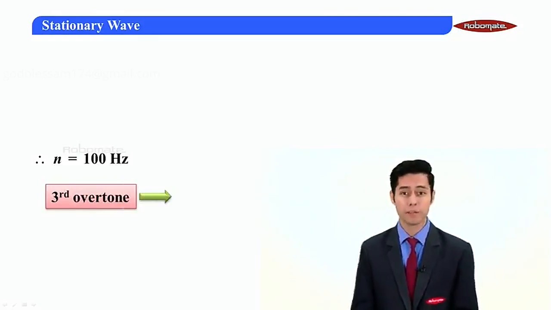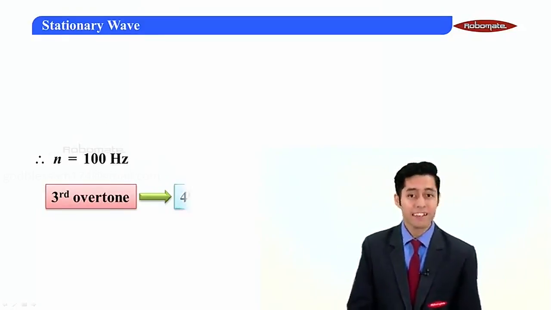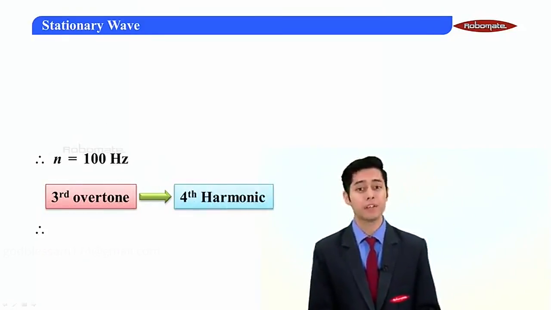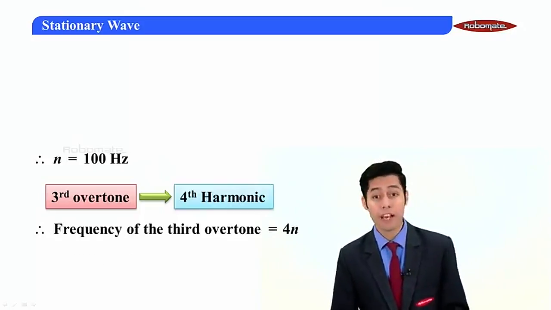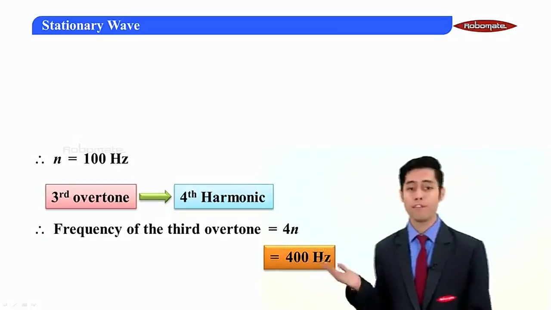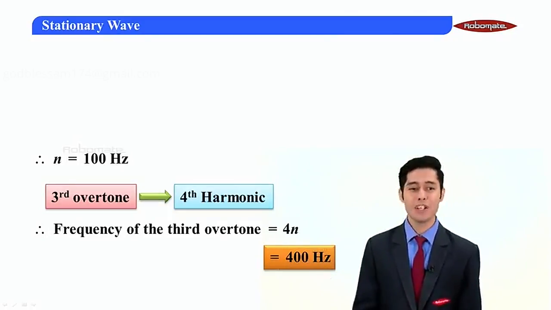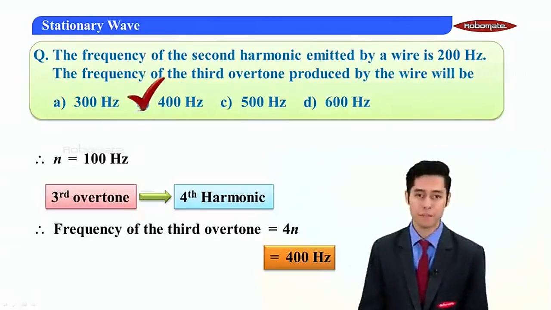So the fundamental frequency is 100 Hz. But what do I need to determine? I need to determine the third overtone. Students, I know that third overtone is basically the fourth harmonic. So the frequency of third overtone will be 4 times n, that is 4 into 100, which comes out to be 400 Hz. So students, 400 Hz, if I see in the options, is option B.